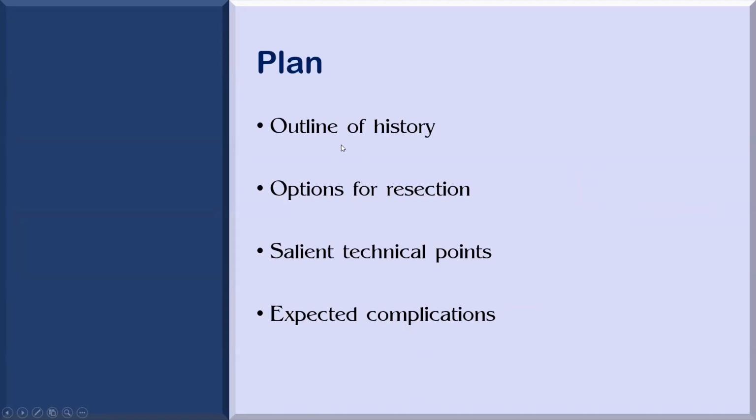the history, because I find it fascinating the way pancreatic surgery developed. I won't ask you questions on that. Then we look at the kinds of resection that one can have for both chronic pancreatitis and neoplasms, both benign and malignant. We'll talk about some salient technical points that one should bear in mind, and expected complications, and very briefly how one would deal with those complications. Okay, that is the plan of action.